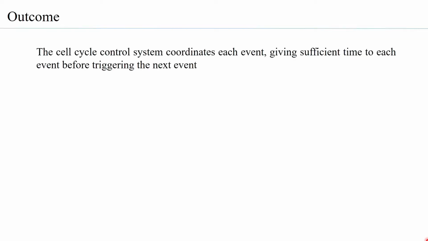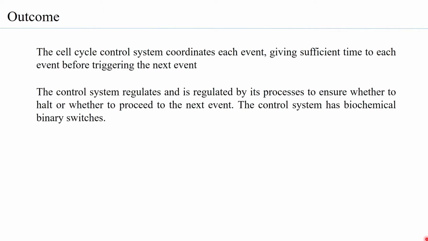The cell cycle control system coordinates each event. When you say each event, what does it mean? It means that the cell cycle has different phases and every phase is an event. So those events are to be coordinated by the control system. Every event is given sufficient time to ensure that the function has been carried out, and only after the function has been completed can the next event be triggered. The control system regulates and is also regulated by the processes that are happening in the event.